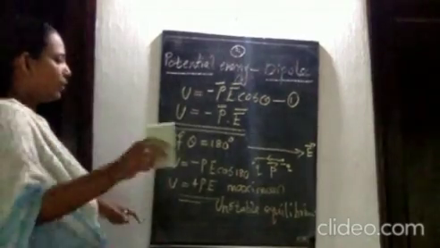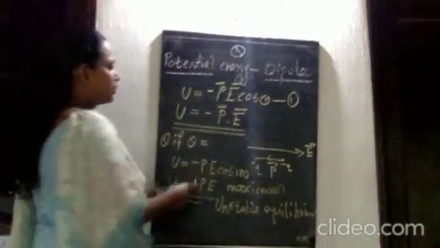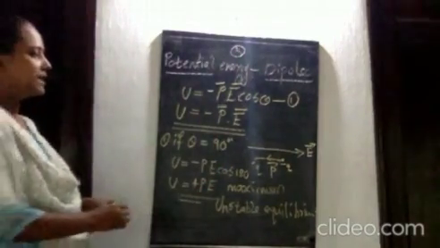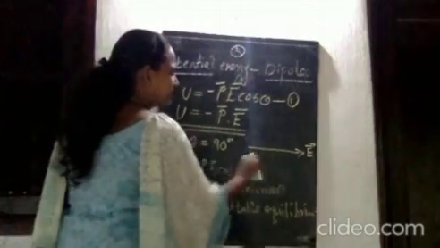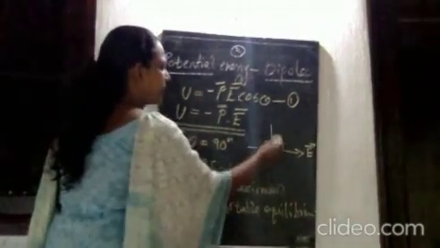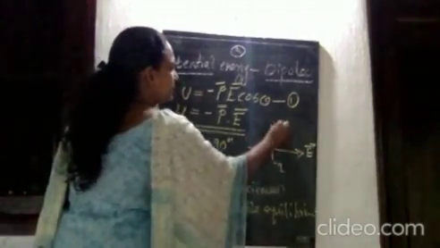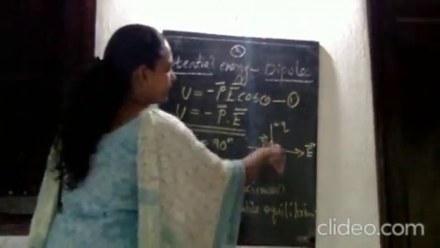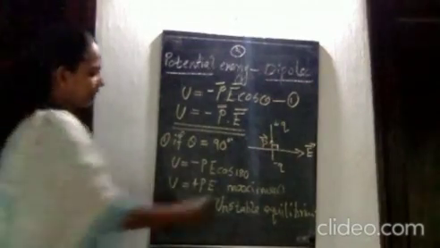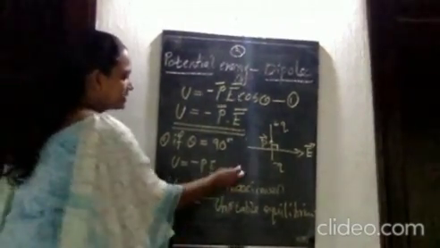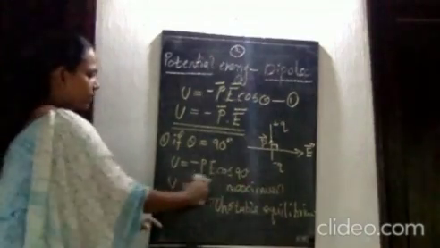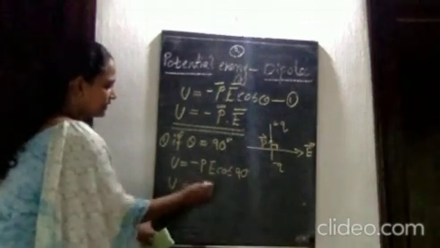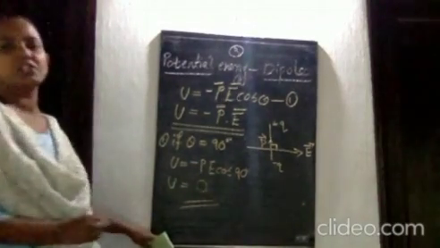Okay, and then one more condition, that is if theta equal to 90. What is the meaning of theta equal to 90? The electric field is acting like this, and the dipole is perpendicular to it, with minus q here and plus q here. So the dipole moment is acting like this, and the angle theta is equal to 90 degrees. What is the value of cos 90? Cos 90 is 0, which means potential energy is 0. Therefore, this is the condition of zero potential energy.